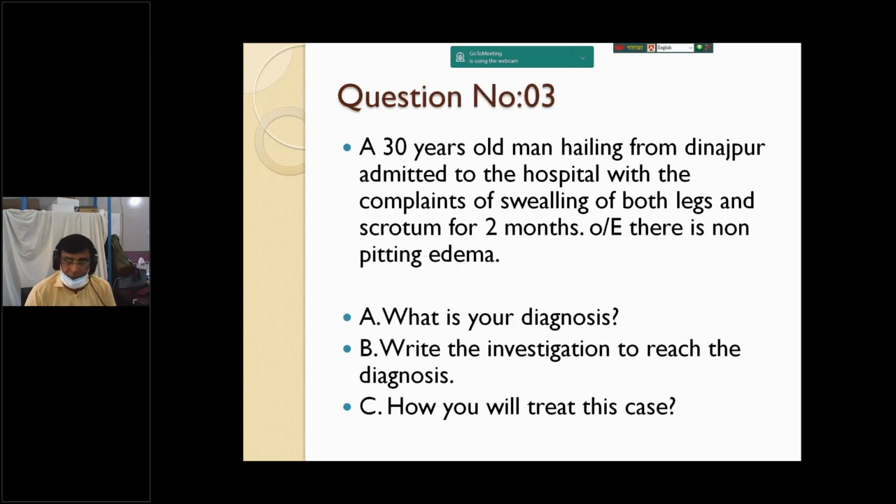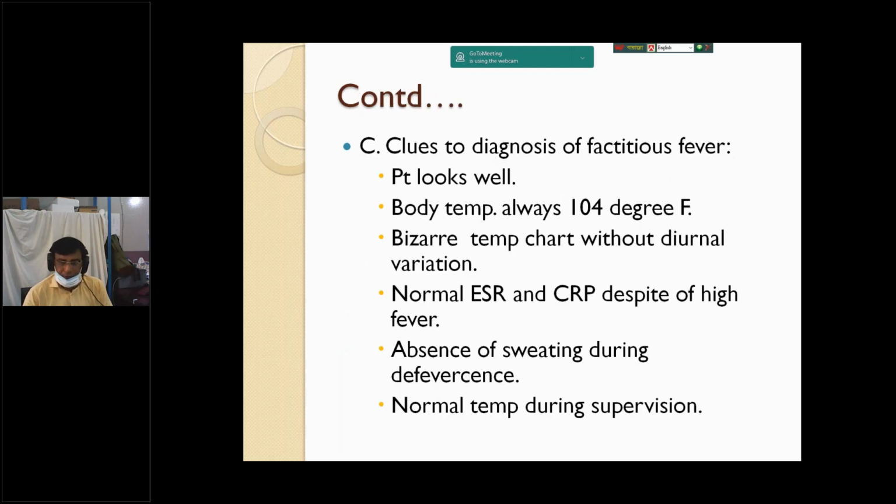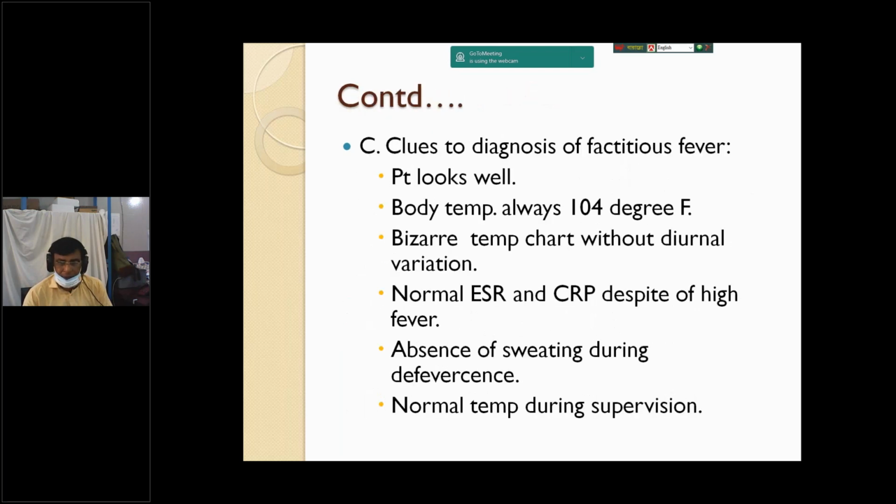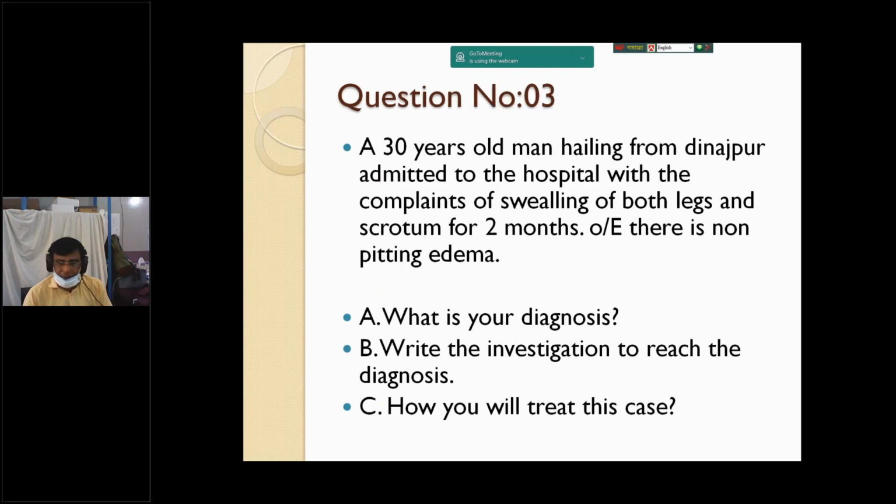Our next question was, a 30 years old man hailing from Dinajpur admitted to hospital with the complaints of swelling of both legs and scrotum for 2 months. On examination, there is non-pitting edema. What is your diagnosis? Our diagnosis is filariasis. And next question was, write down the investigation to reach the diagnosis.